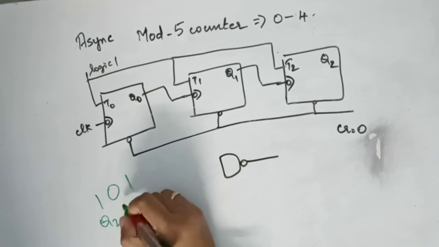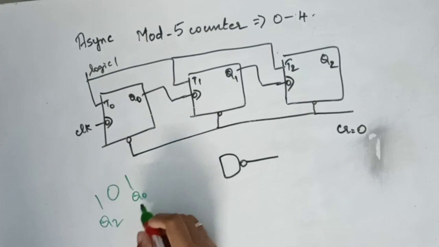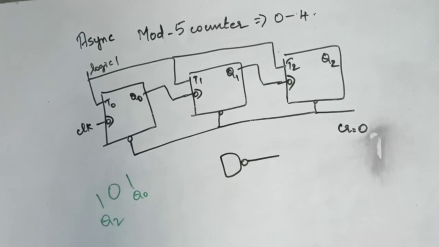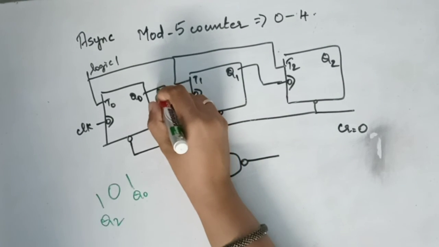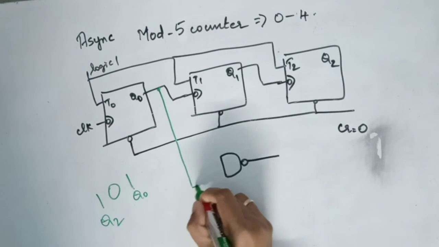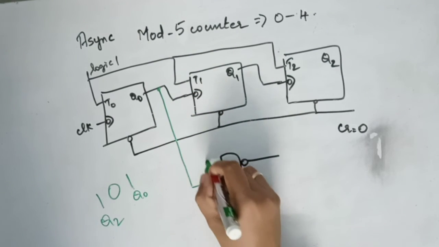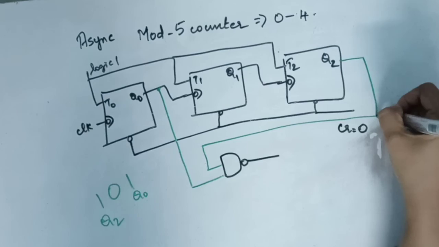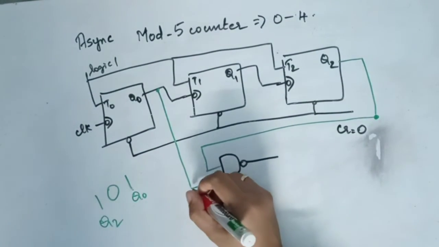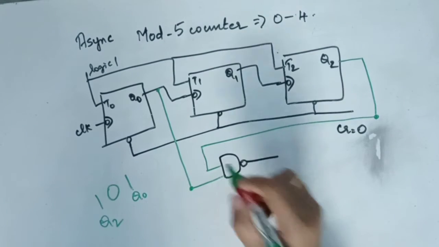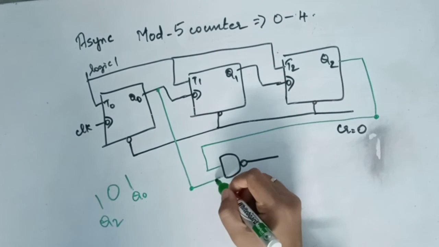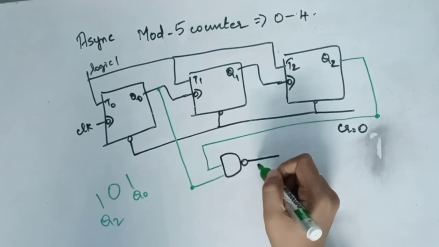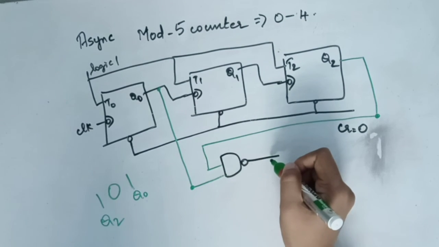5 is what? Q2, Q1, Q0. Q2 and Q0 are both 1. So Q2 and Q0. Yes. Q2, Q1, sorry, Q0, I am connecting to this NAND gate. When both become equal to 1, this will become 0. In any other case, this won't be 0. Only if both are 1, the output will be 0.